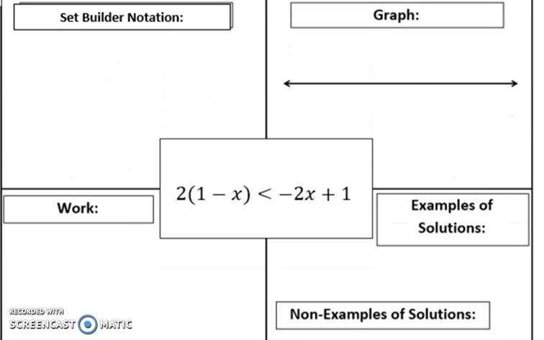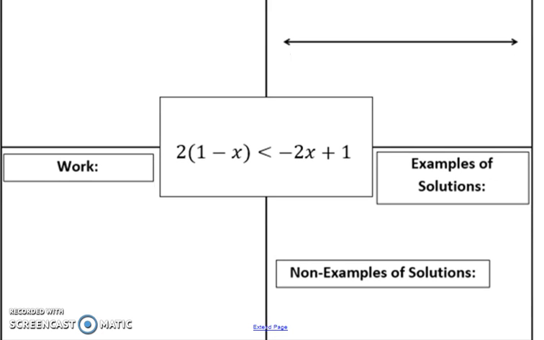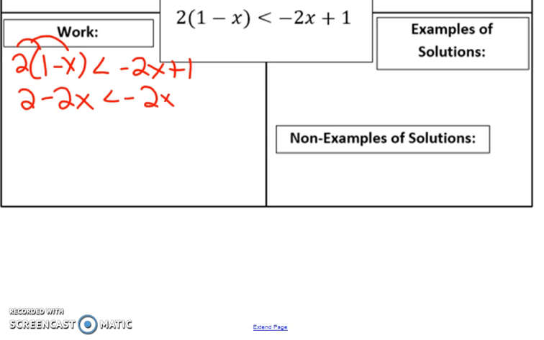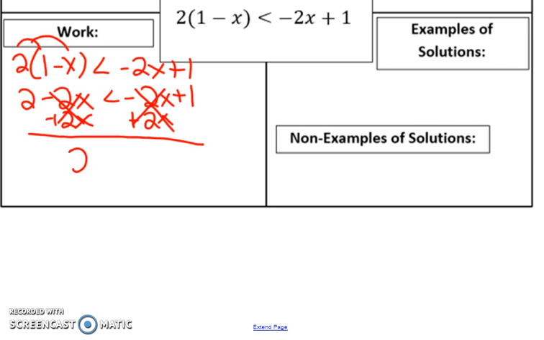All right, if we look at our second example, again, we're going to start by solving this out. So I have 2 in parentheses, 1 minus x is less than negative 2x plus 1. I need to start by distributing my 2. So 2 times 1 is 2. 2 times negative x is negative 2x, is less than negative 2x plus 1. Well, I want to bring all my variables to the left, so I'm going to add 2x on both sides. In this case, those cancel, but those also cancel. So I'm left with 2 is less than 1.